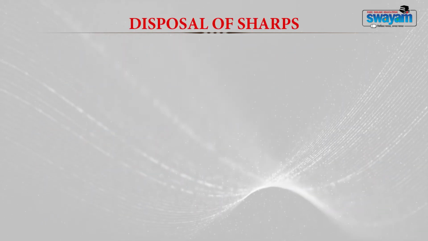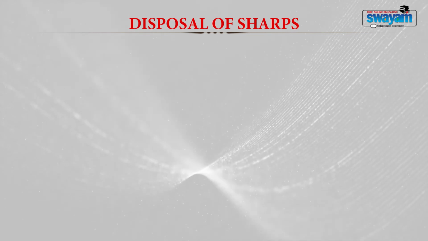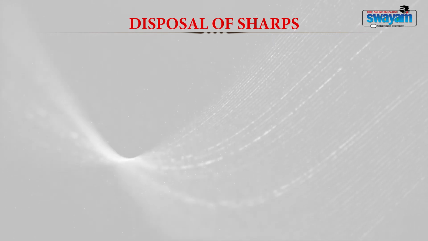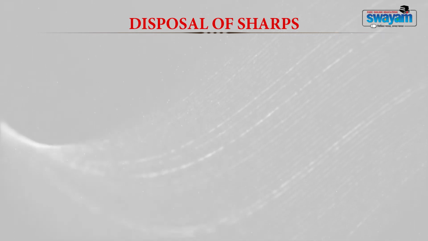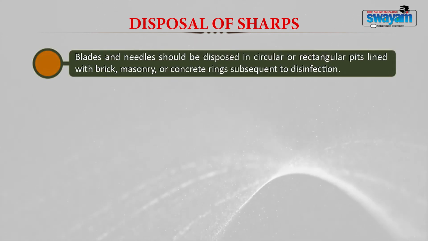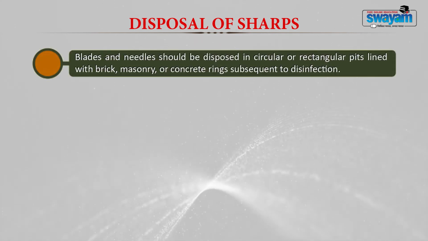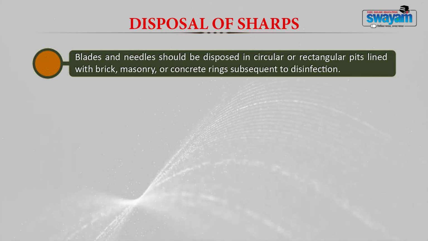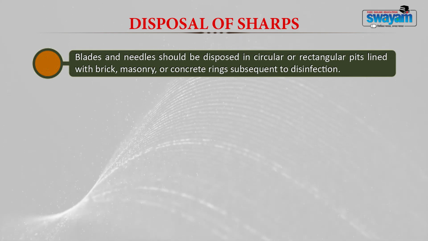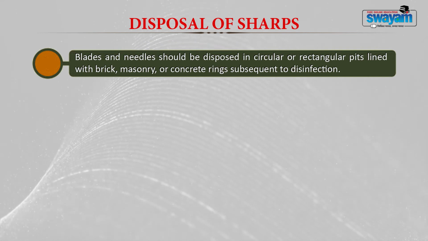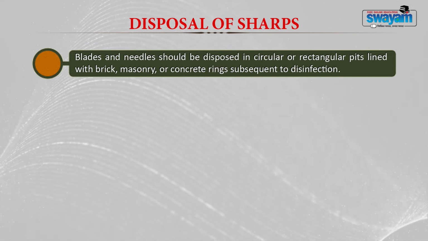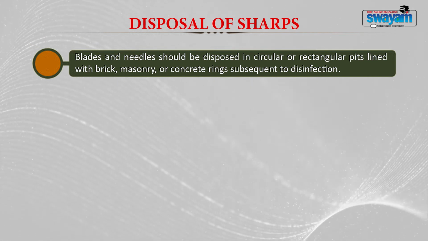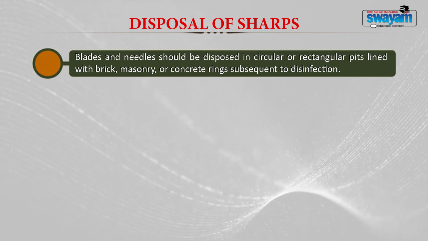The next disposal is specifically for sharps. Sharps are syringes, needles, blades and other sharp material which are used in hospitals and medical centers. Blades and needles should generally be disposed of in a circular or rectangular pit which is lined with brick, masonry or a concrete ring, subsequent to disinfection. That means, before you add them into these pits, they should be disinfected.